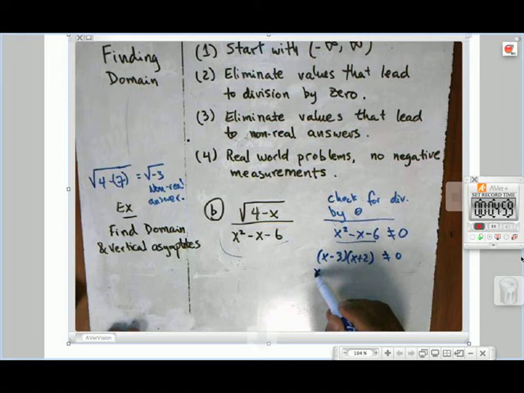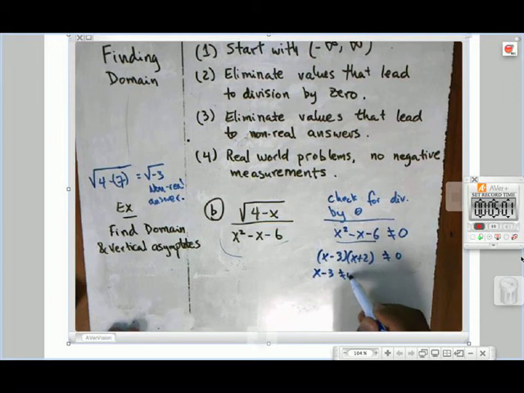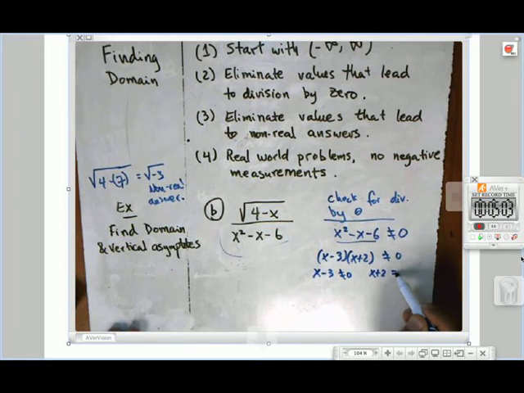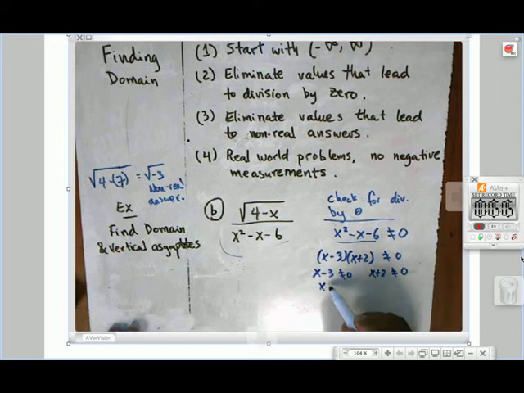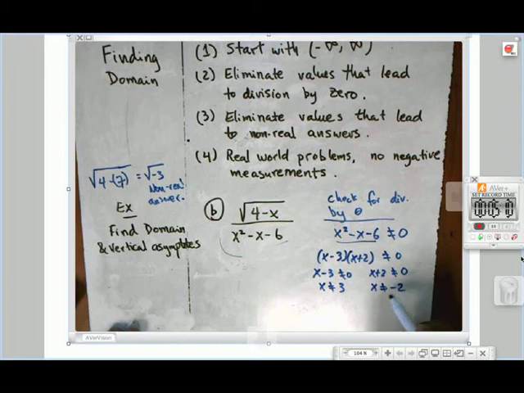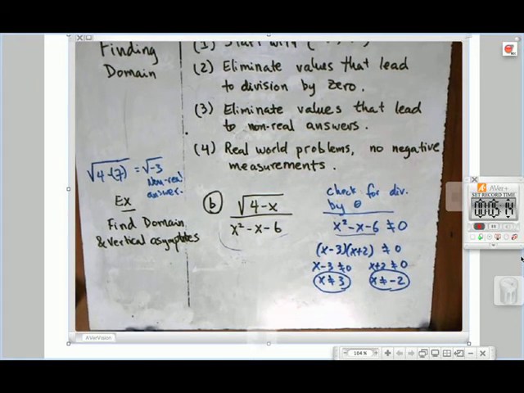x minus 3 cannot be equal to 0. x plus 2 cannot be equal to 0. x cannot be equal to 3, and x cannot be equal to negative 2. So that certainly helps with my problem here.